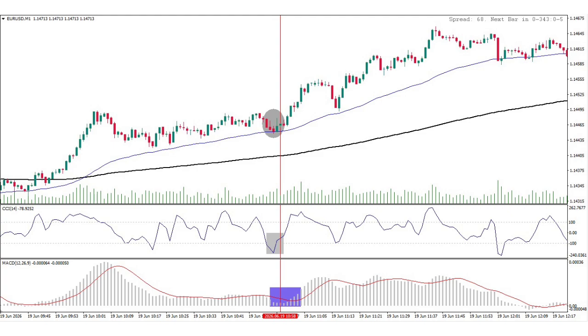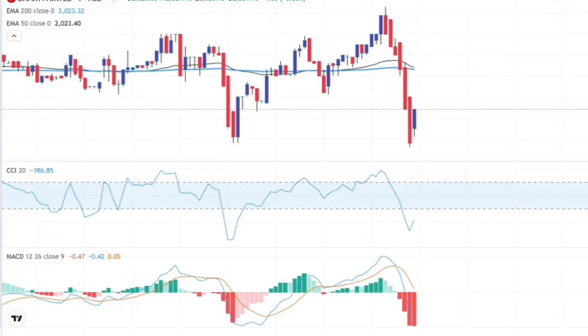Step 5. Entry. After the CCI cross, I enter a market buy. Stop loss is 6 pips below the 50 EMA. Step 6. Exit. Look at the MACD histogram. It started to flatline. I closed the trade at the next resistance level. That was a 13-pip win in under 2 minutes. That is scalping.